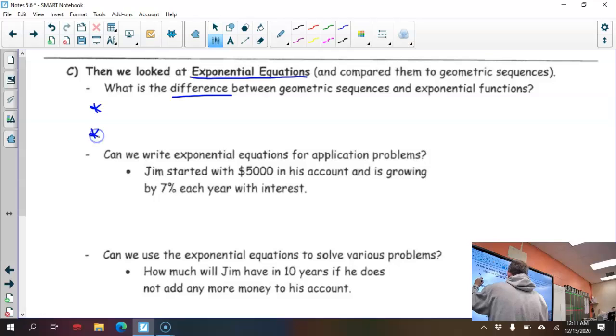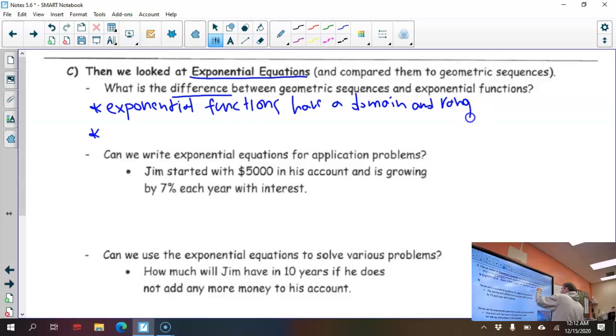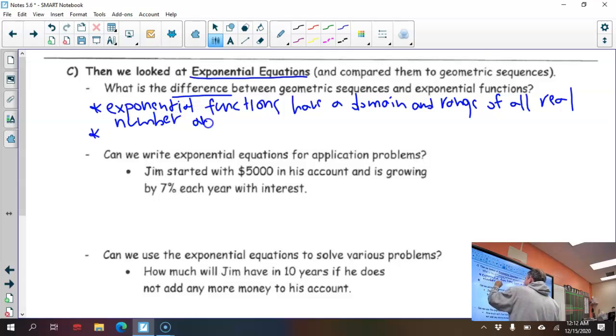I'm going to write two things here. Exponential functions have a domain and range of all real numbers and are continuous graphs.